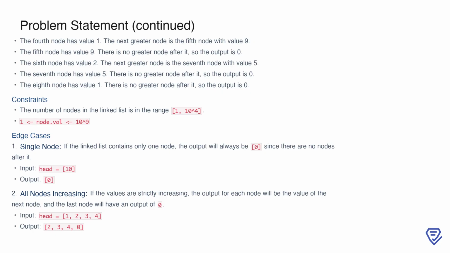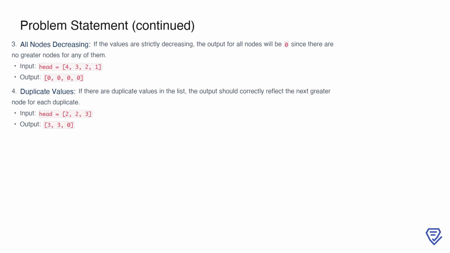Now, let's also discuss the constraints and some special cases you might encounter while solving this problem. The constraints specify that the number of nodes in the linked list can range from 1 to 10,000, and each node's value lies between 1 and 1 billion. This means the solution needs to handle large inputs efficiently. For edge cases, consider a linked list with only one node. Since there are no other nodes, the output will always be 0.